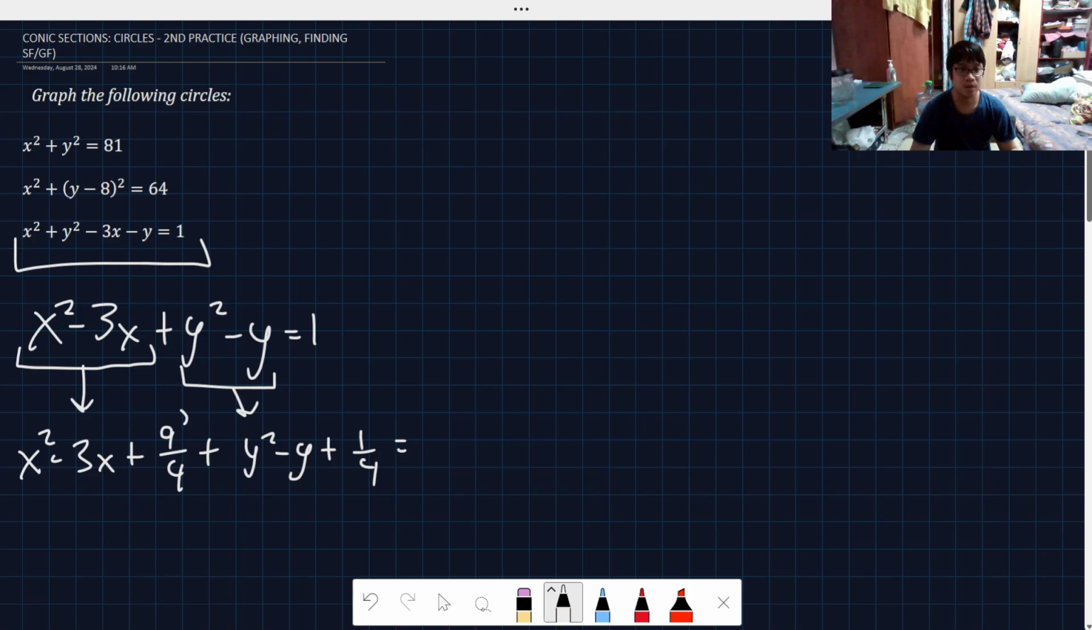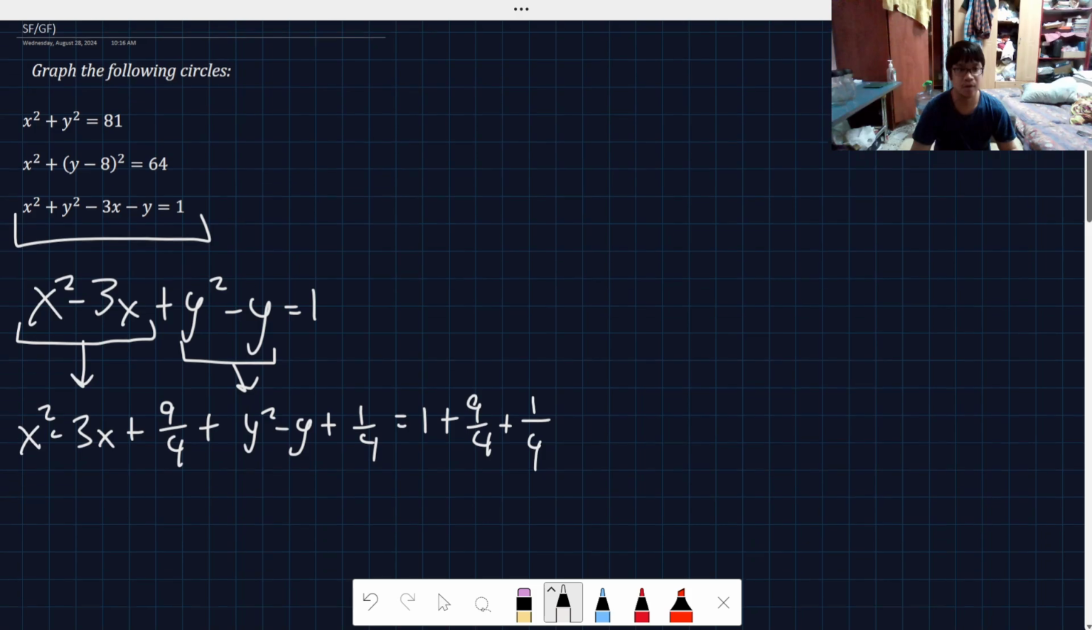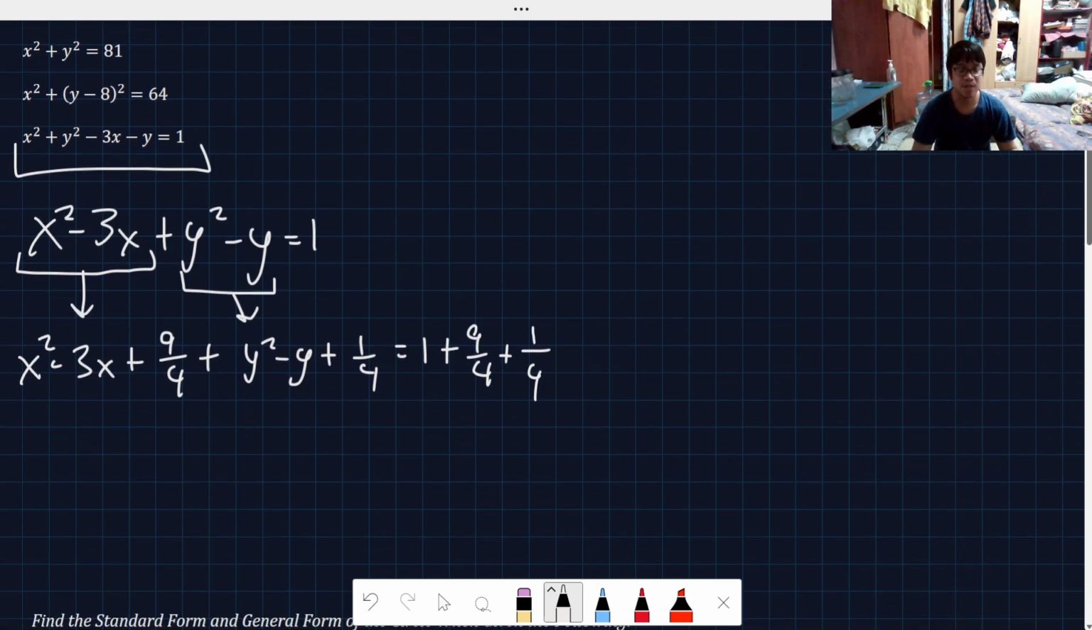Then the 9/4 and 1/4 would be applied on the right side as well. So I have 1 plus 9 all over 4 plus 1/4. That's it. Then we simplify both sides. On the right side, we can add all the constants together. So let me just get my calculator. I'm too lazy. Hold on.